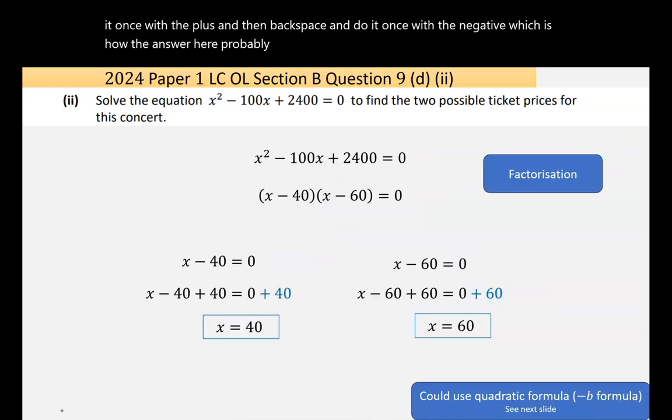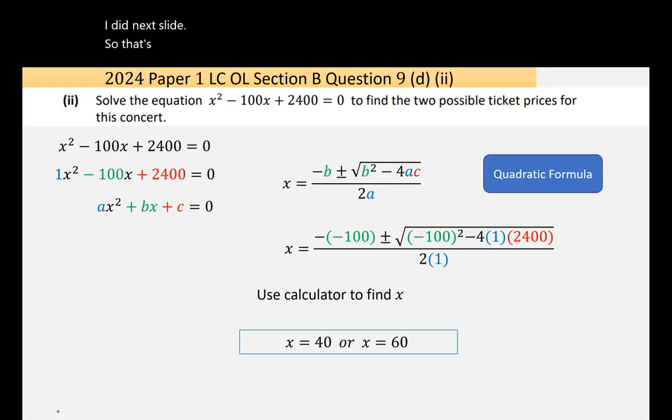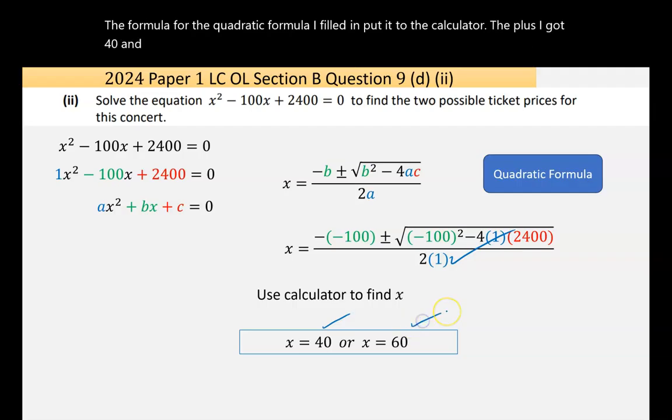Next slide. So that's the formula, the quadratic formula I filled in. Put it to the calculator with the plus, I got 40, and with the minus, I think it was with the minus, I got 60.